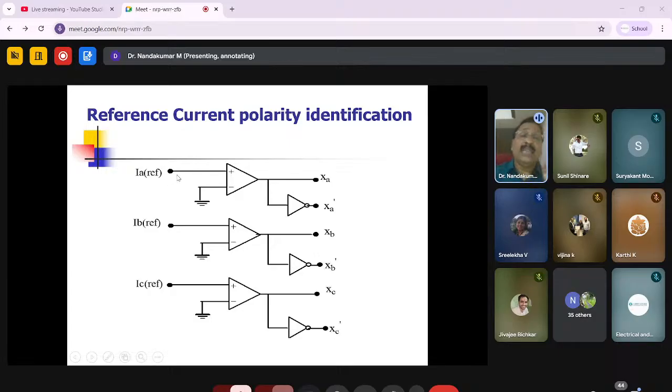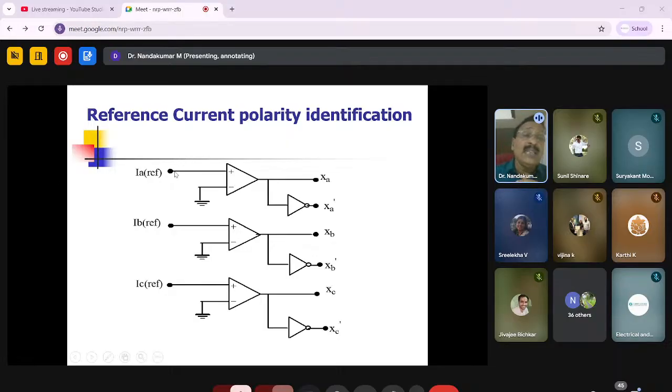Reference current polarity means, as I just told you, which switch in a phase is controlled is decided by the current polarity. If current is positive, the top switch is being controlled. If current is negative, the bottom switch is being controlled. Therefore, current polarity is very important, because based on that we select the switch.